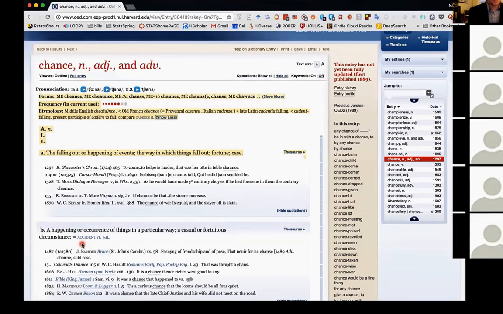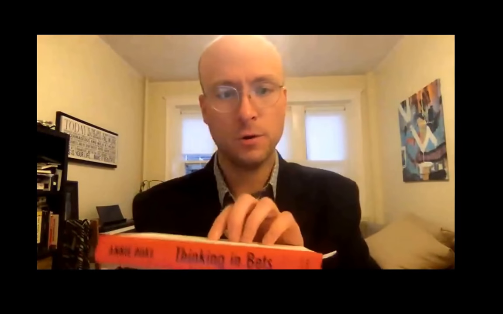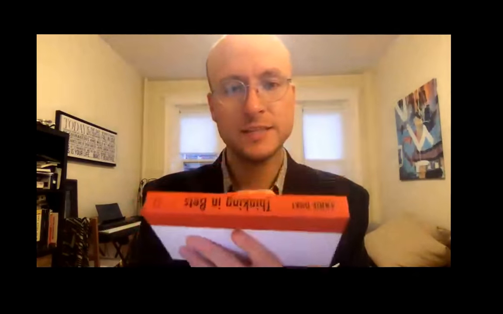But it's helpful to think of chance as, I keep referring to chance because I think it's a more common sense, commonly used term. But if you think about games of chance, that's really where it came from. And I just want to show you a book that kind of exemplifies this. This is a book that I'm reading currently by Annie Duke. She is a poker player. She's won a lot. And she talks about thinking in bets.